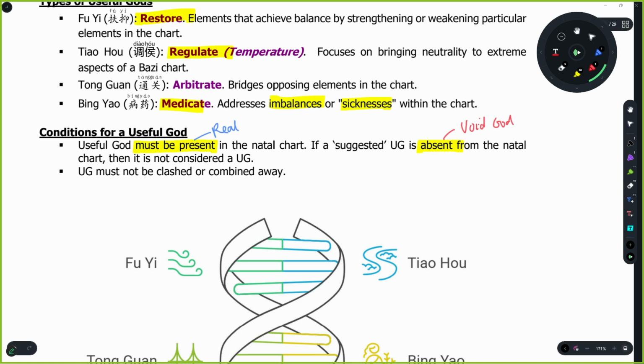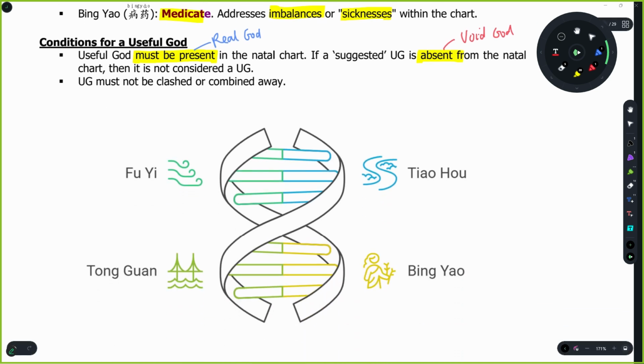If it is a void God, it may be harmful. But the real one may not necessarily be good as well, and therefore not automatically all the time. So as we look into the chart as usual, we always consider that the first point will be the day master, and the second point will be the Useful God.